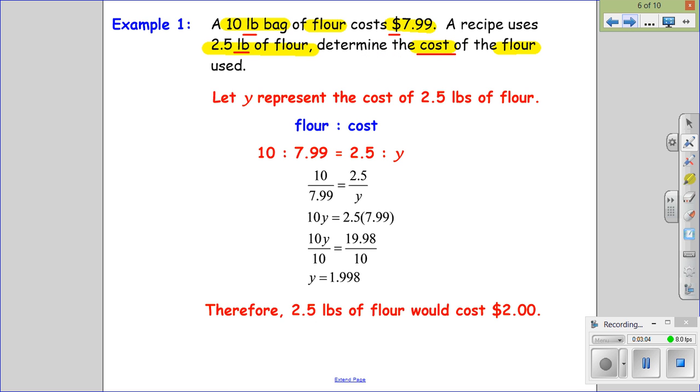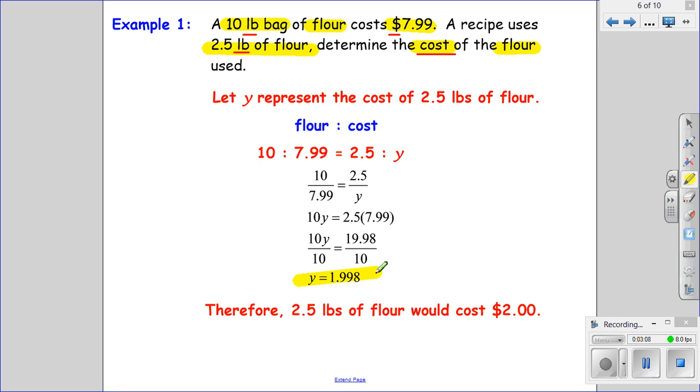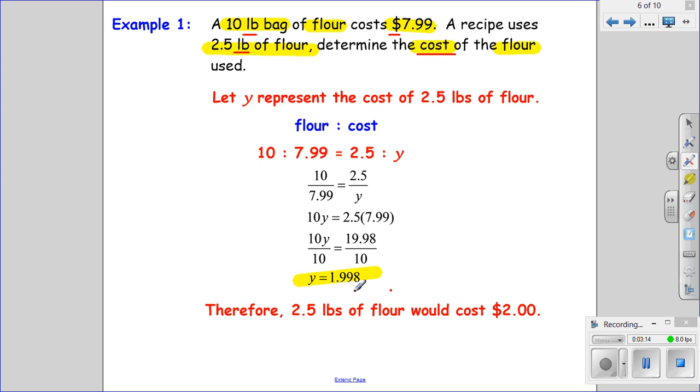We'll go to a nice solution here, and we can see that y is in fact 1.998. Well, this is money we're talking about, and we can't have part of a penny. So we need to round to the hundredths column, and that number's an 8, so it's bigger than 5, so we have to add 1, so this 9 will become a 10, which means we'll end up rounding to $2, because $1.998 is closer to $2 than it is to $1.99.